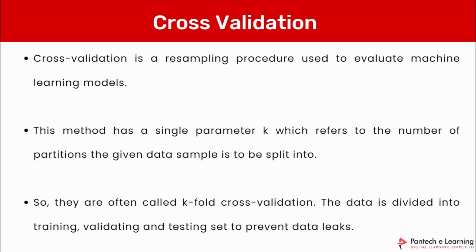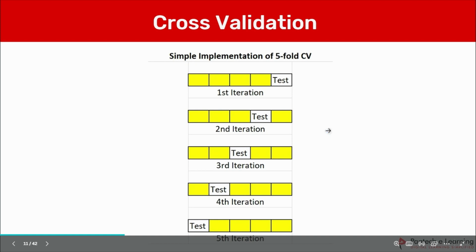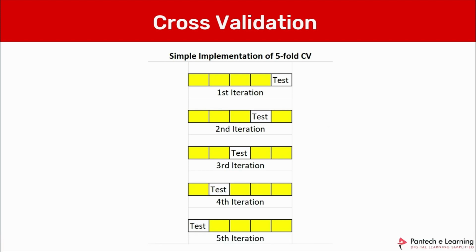Talking about cross validation, it is a resampling procedure used to evaluate machine learning models, and this method has a single parameter k, which refers to the number of partitions the sample is to be split into. So it is often called k-fold cross validation. The data is divided into training, validation and testing sets to prevent data leaks. If you see this image, you can understand what 5-fold cross validation is. The data is split into 5 parts, and in every iteration a new set of data is passed so that you won't be losing your data. All of your data will be utilized properly. It will prevent data leak. So that will happen in cross validation.